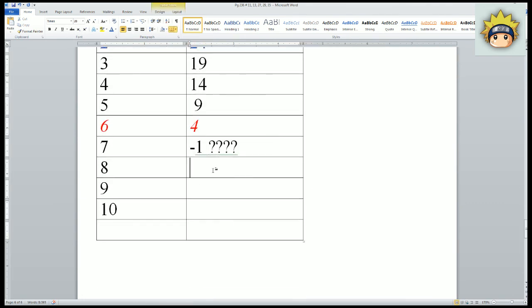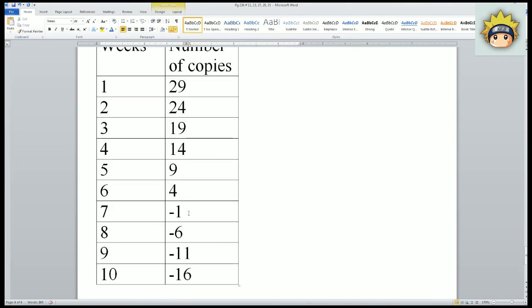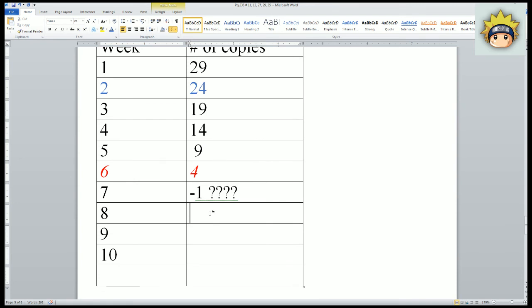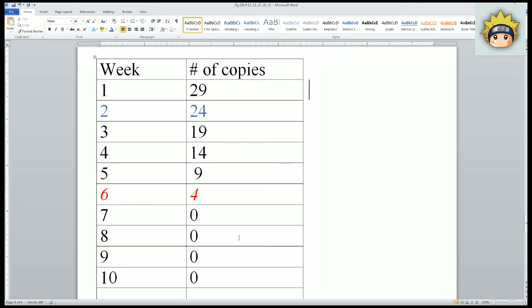This doesn't make sense. Normally, if you keep going down, down, down, can you have negative copies of a movie? This doesn't make sense. So this would just be 0. You cannot have negative copies of a movie. This is why these are 0. Everything else works out fine because I realized at my second week I had 24 copies.